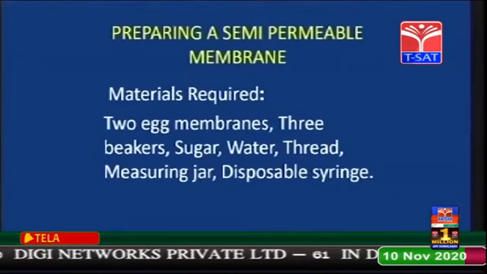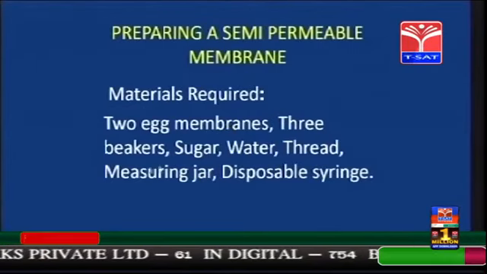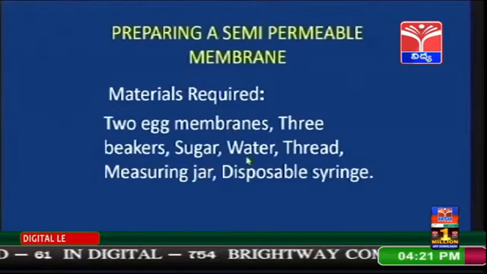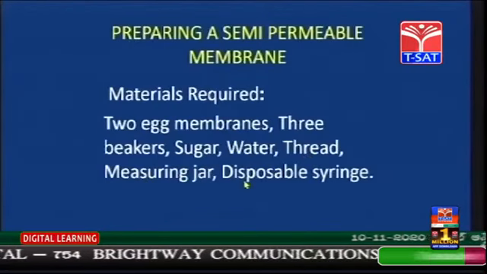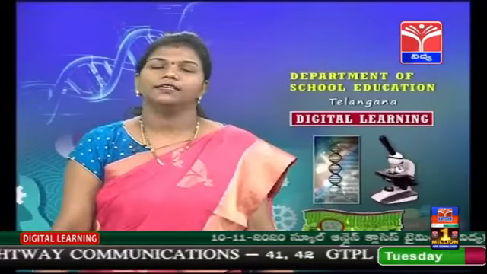Now, preparation of a semi-permeable membrane. For that we need 2 egg membranes, 3 beakers, sugar, water, thread, measuring jar and a disposable syringe. Children, let's see the activity in the form of video.